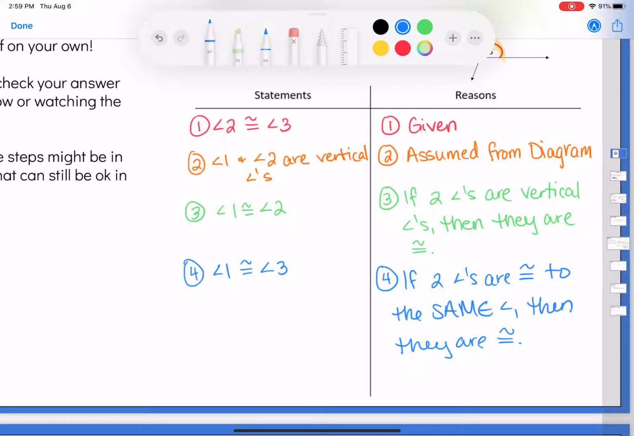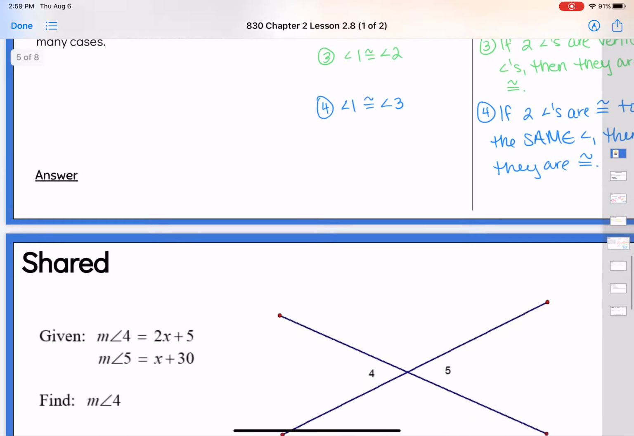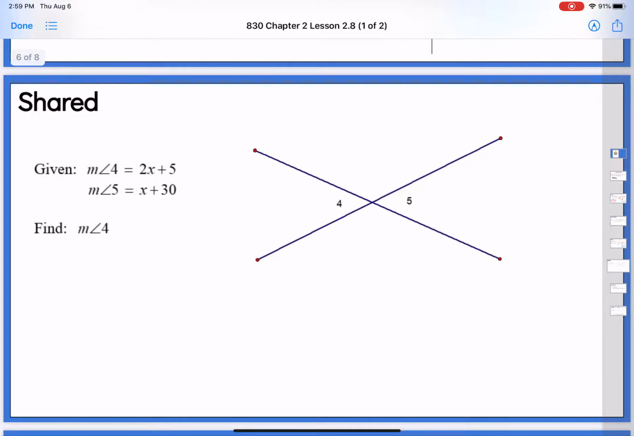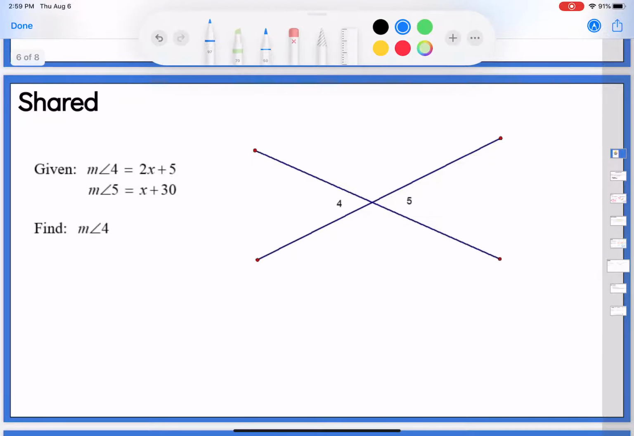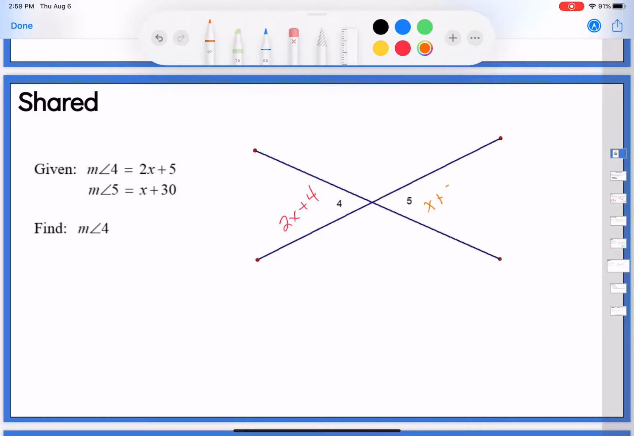Oh, if 2 angles are vertical, oops, forgot to write that they're vertical angles. Sneak that step back in there. All right. So this one's a pretty easy one to use in proof. So the next problem actually is how might you use this not in a proof, maybe in an algebra type problem. So you're given that angle 4 equals 2x plus 4. You're given that angle 5 is x plus 30. Find the measure of angle 4.